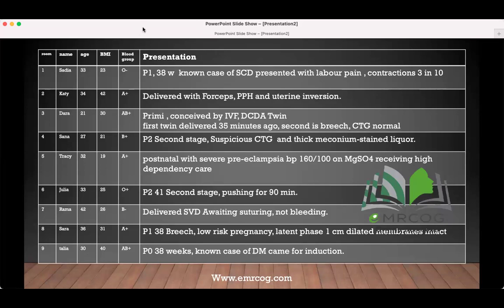Doctor, I will do first 4, is it? Dr. Ong will do first. Then Dr. Rika will do the second part. So Dr. Ong, you are required to cover the first 4 rooms, until Sana. Sana is yours. Then Dr. Rika, you will take from Tracy to Talia. Okay, I got it. Okay, thank you. So 5 minutes for every one of you, for each one.